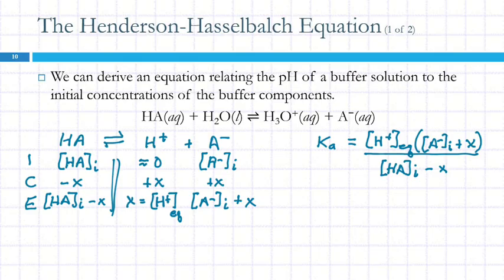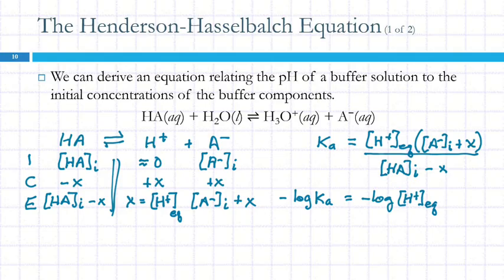Great, how does that help? Well, we're not done yet. We want to know the hydrogen ion concentration. Yeah, we do. And that's the negative log, right? So let's take the negative log of both sides. So over here, I'm going to have the negative log of Ka. And over here, I'm going to have the negative log of H plus at equilibrium.